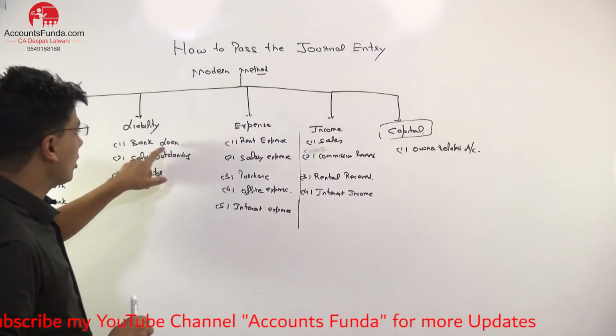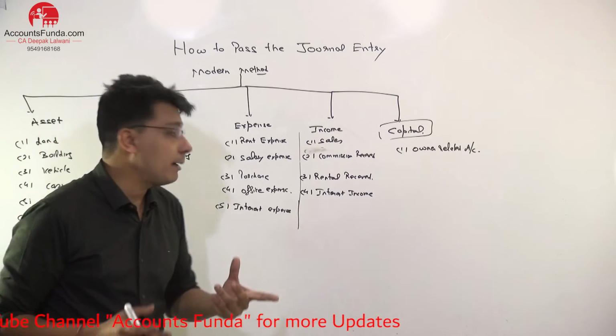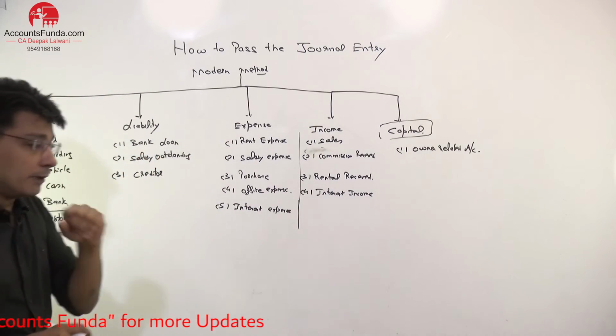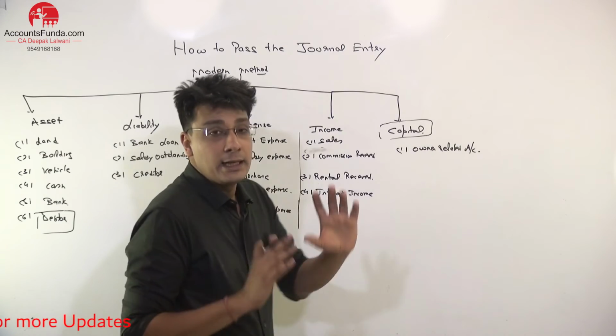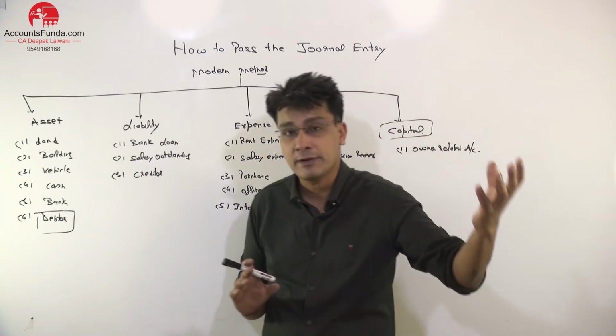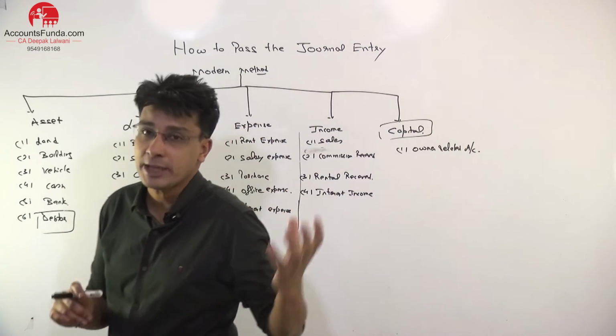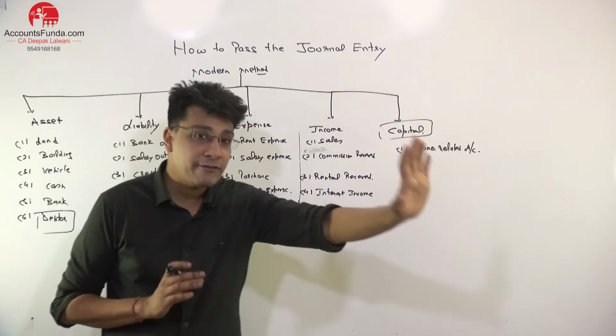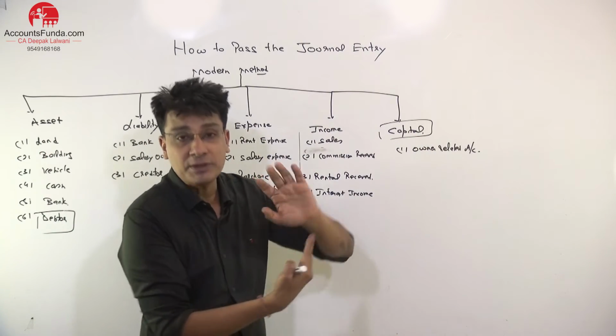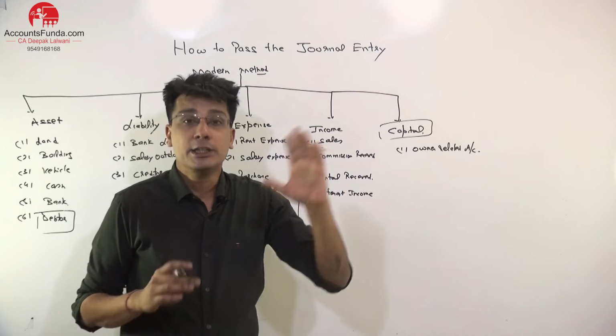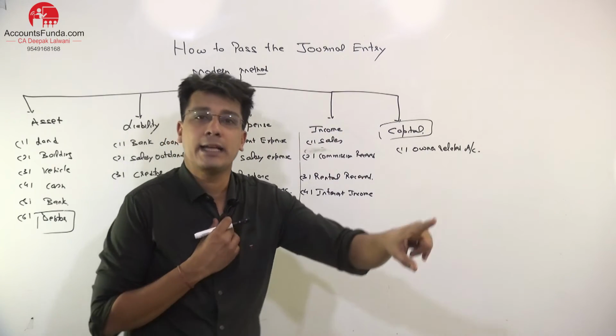Okay, so the bank loan, if I take a loan from the bank, it is my liability. Salary outstanding, if any employee works for me, let's suppose I give you an example. If I hire an employee for 6 lakh rupees and I have paid only 5 lakh to him, so balance 1 lakh rupees I have to pay him in the future. So that 1 lakh rupees is my liability.